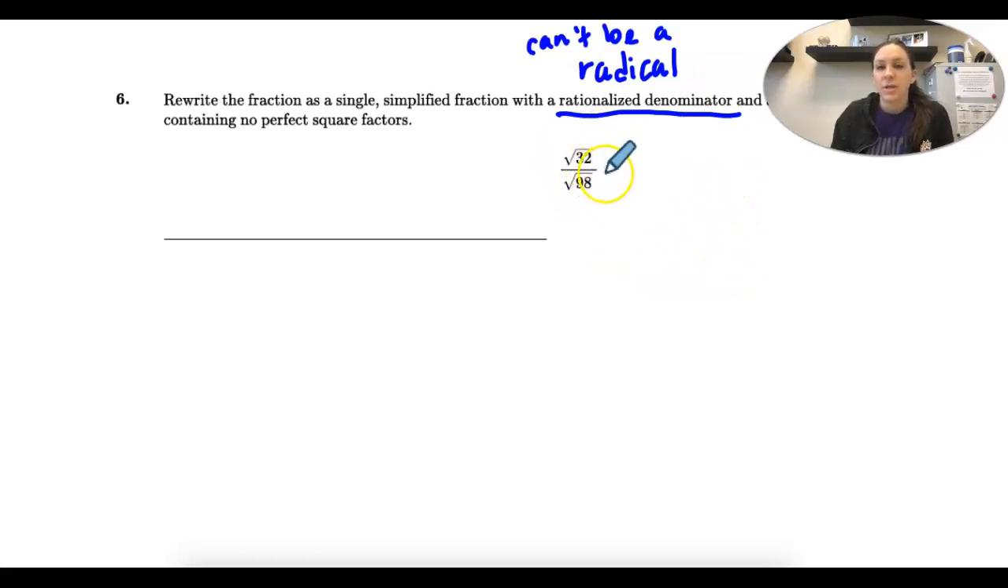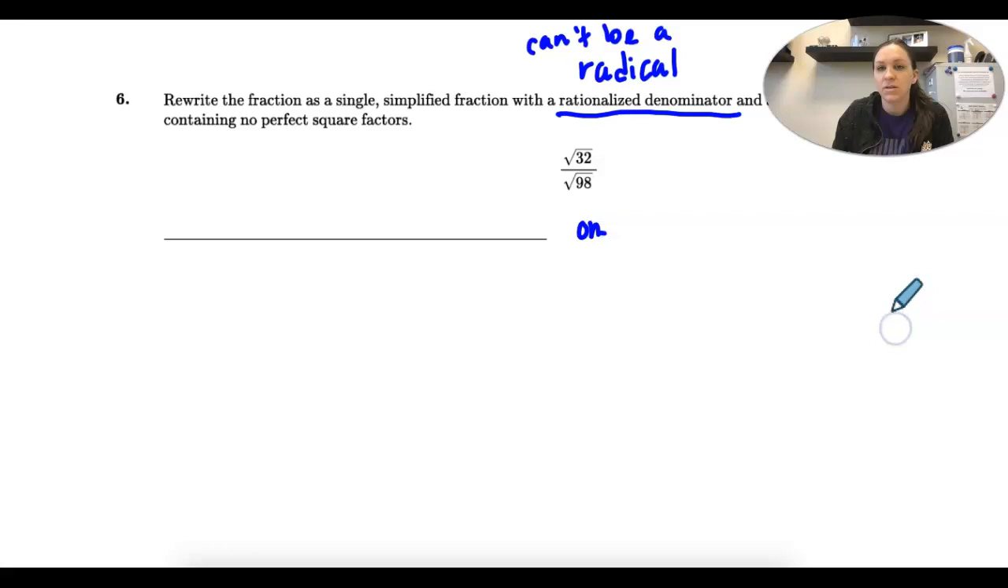So our first step here is to use our division property of combining this into one fraction with one root. So I'm going to take one root and put a single fraction underneath. So second step is see if you can reduce the fraction.